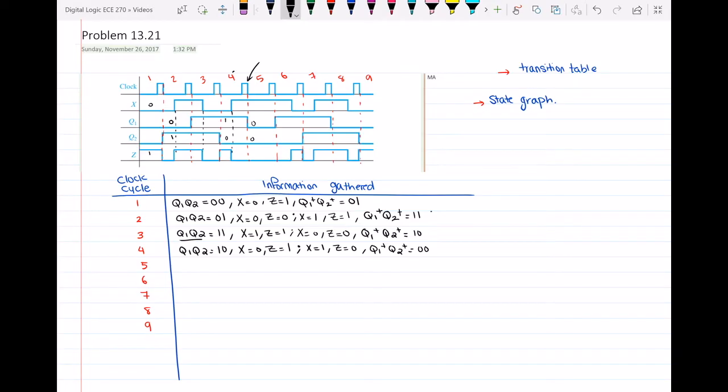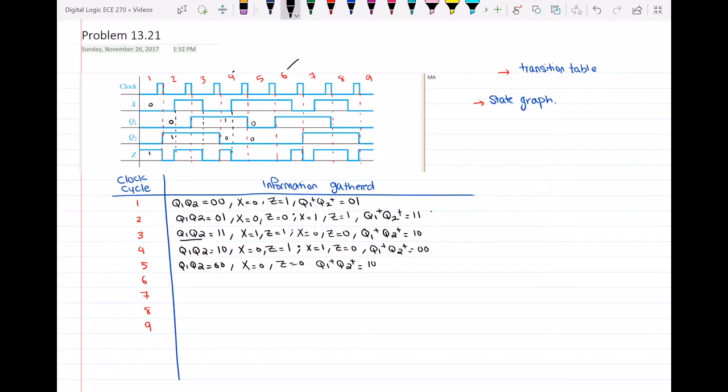All right, so now we go to the 5th cycle. In the 5th cycle, Q1, Q2 is equal to 0, 0, right? Then X is not changing in this cycle, so X is always 0 and Z is also equal to 0. What are the next states of my flip-flops? We can see that at the beginning of cycle 6, the states of the flip-flops are 1, 0, so my next state is 1, 0.